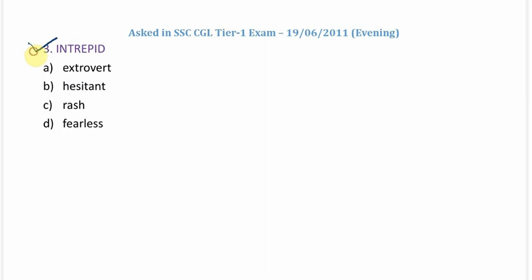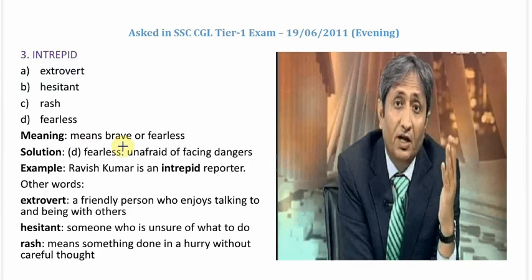So the third word is intrepid, and the options are extrovert, hesitant, rash and fearless. So the meaning of intrepid is brave or fearless, and fearless means unafraid of facing dangers. So the synonym of intrepid is fearless. For example, Ravish Kumar is an intrepid reporter.